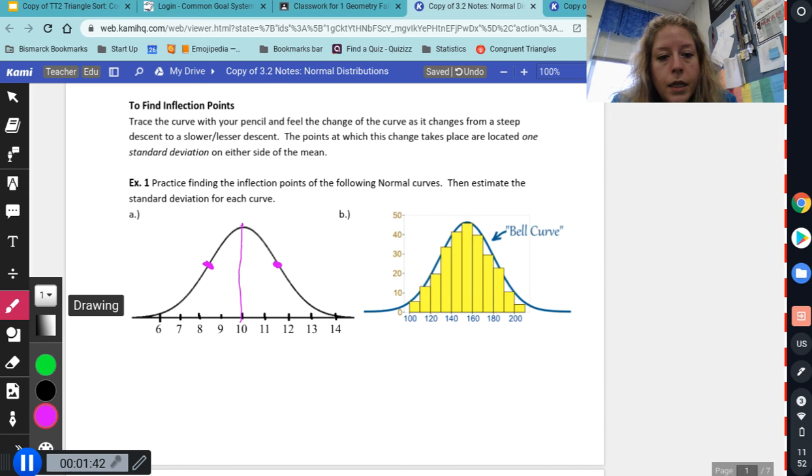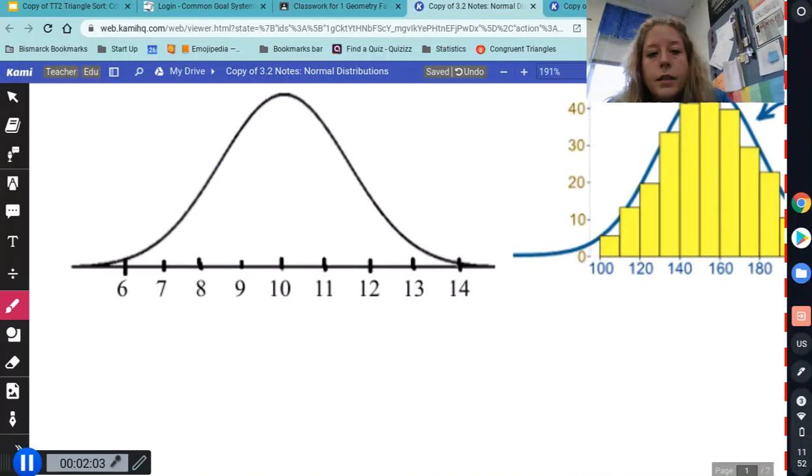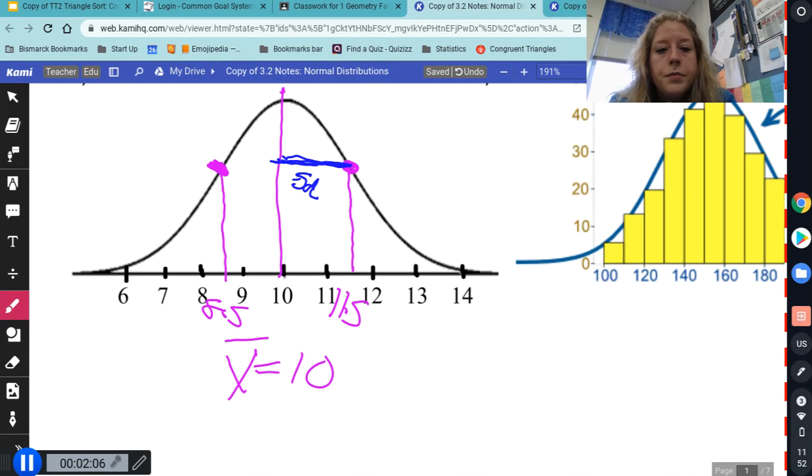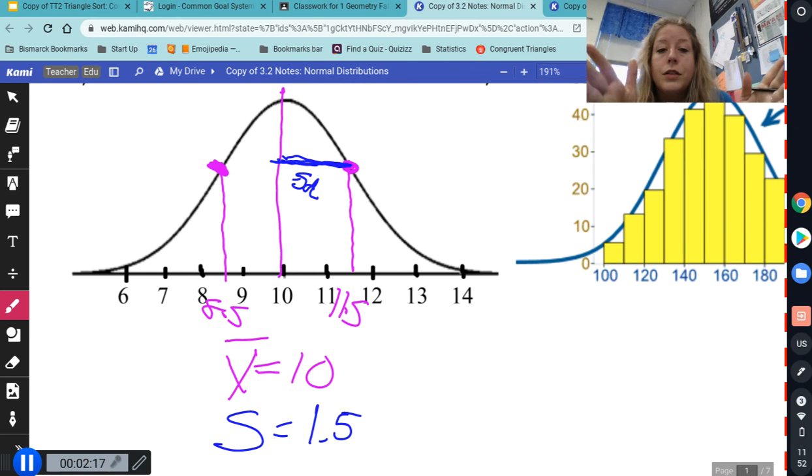So we've got our mean here at 10, and our median, and our mode. And if we draw these down, I'm going to estimate them to be at 11.5 and 8.5. So this distance from the mean to the inflection point, that distance is the standard deviation. So our standard deviation is going from 10 to 11.5, so standard deviation is 1.5 in this graph. That is always the case. Remember I said if the standard deviation is bigger, the graph is more spread out? That's why the standard deviation happens at this inflection point.